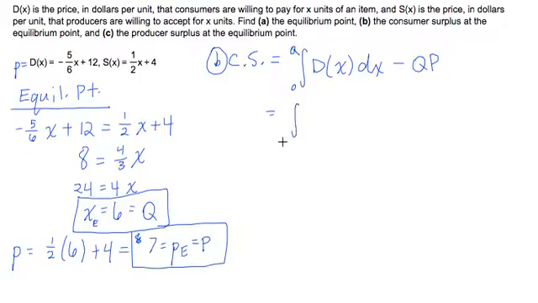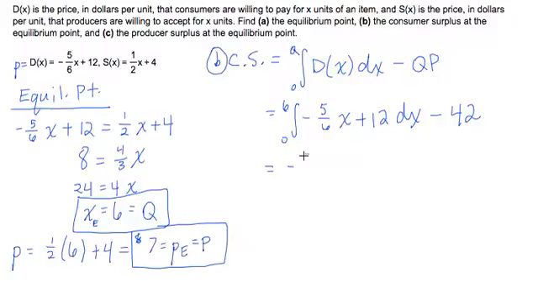So we're going to integrate from 0 to 6 the demand function, negative 5/6x plus 12 dx. That's all contained. That's the end of the integral right there, is what that dx indicates. Minus QP, minus the product of 6 and 7, minus 42. Okay, from here we just compute this integral.